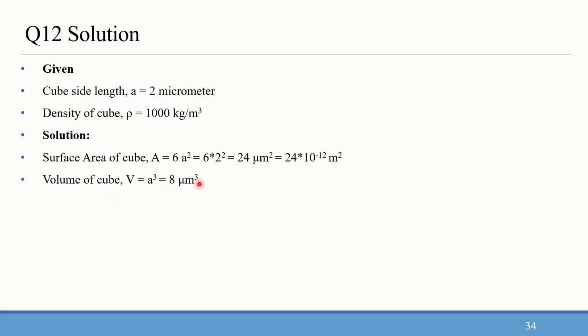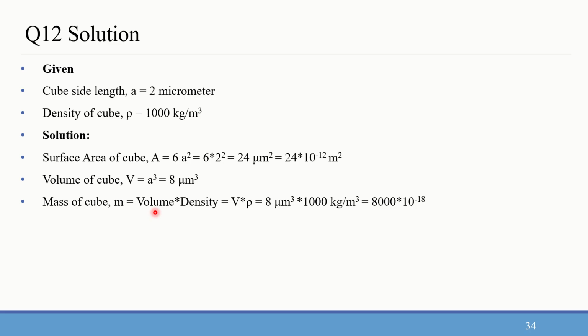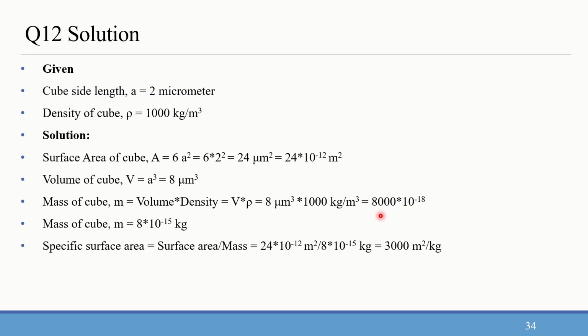also it is 8 micrometer cube, and mass of cube is equal to volume into density. So volume into density, it is 8 micrometer cube into 1000 kg per meter cube. So it is 8000 into 10 power minus 18 kg, or 8 into 10 power minus 15 kg, and specific surface area we will get by dividing the surface area of cube by the mass of the cube. So it is 24 into 10 power minus 12 meter square divided by 8 into 10 power minus 15 kg. So if we do all multiplications and divisions, we will get it as 3000 meters square per kg.